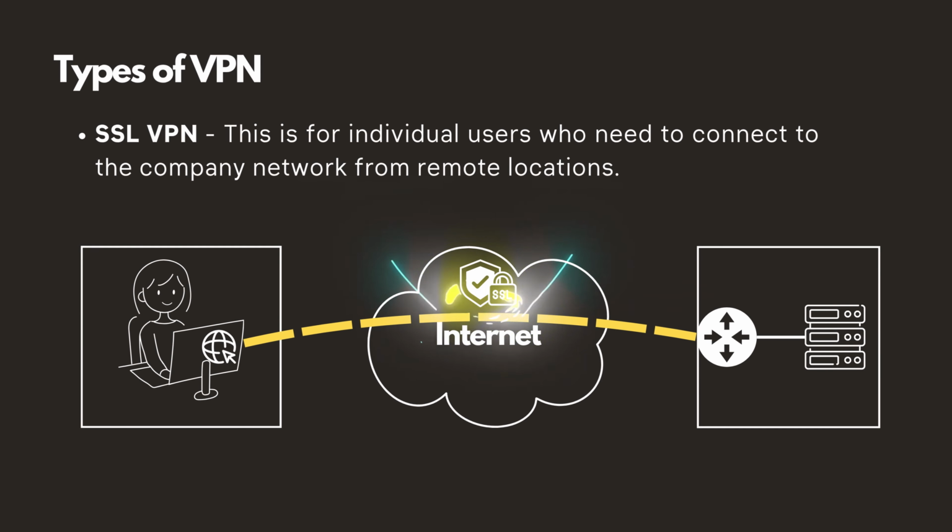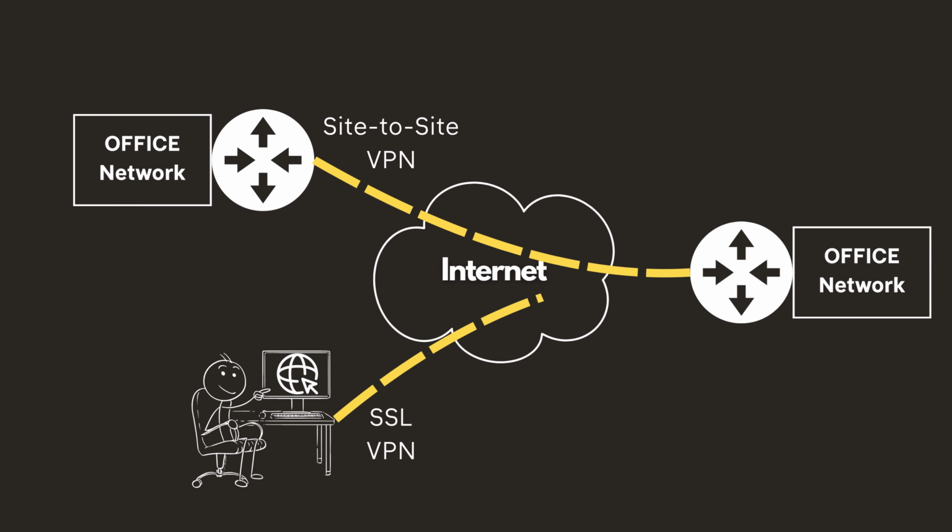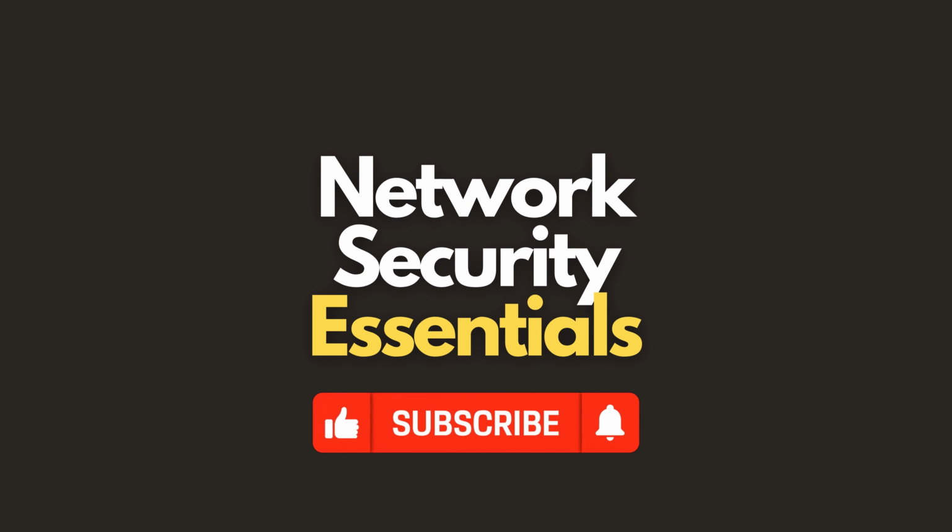After that, SSL or its successor TLS provides the encryption. The difference between site-to-site VPN and SSL VPN is that site-to-site VPN connects networks to networks while SSL VPN connects individual users to a network. And that's it for Network Security Essentials.